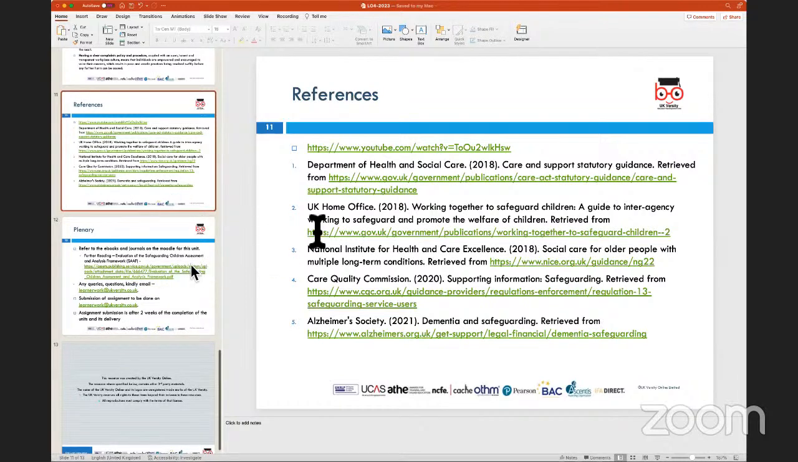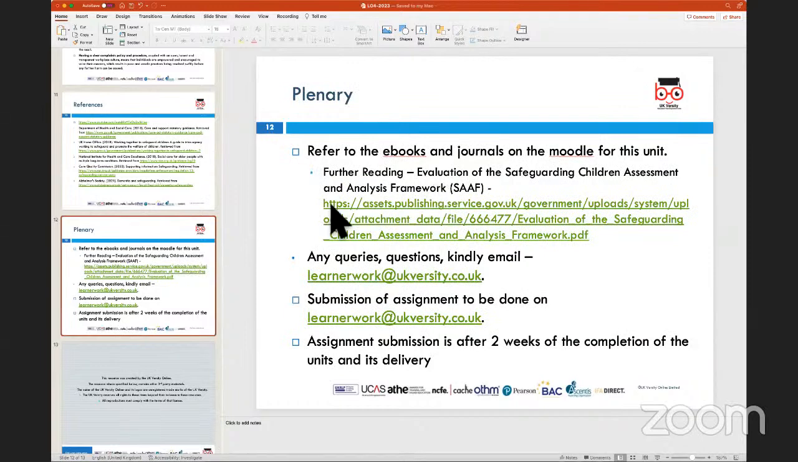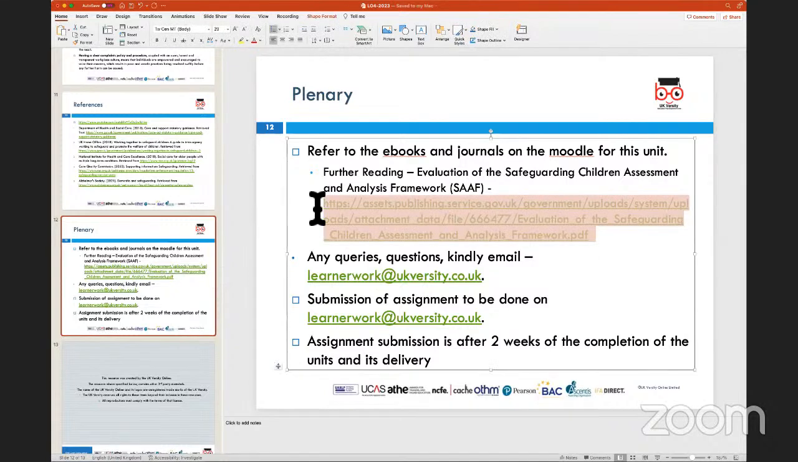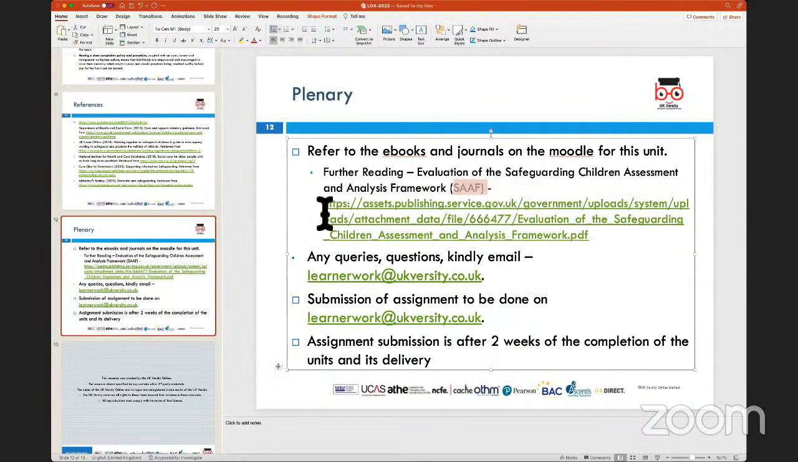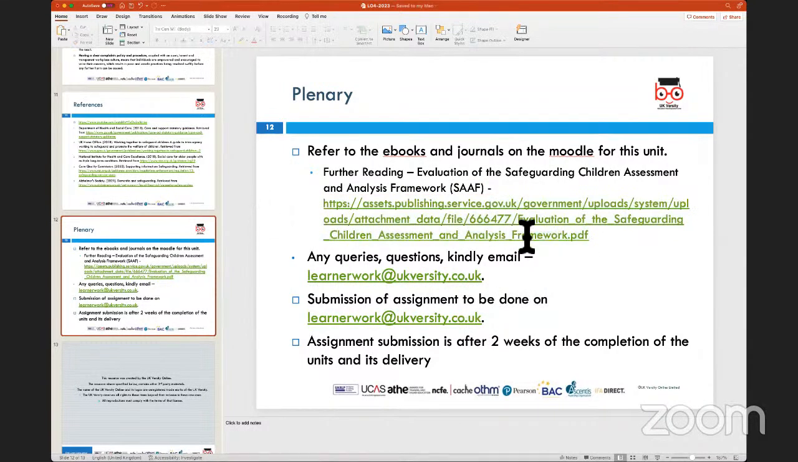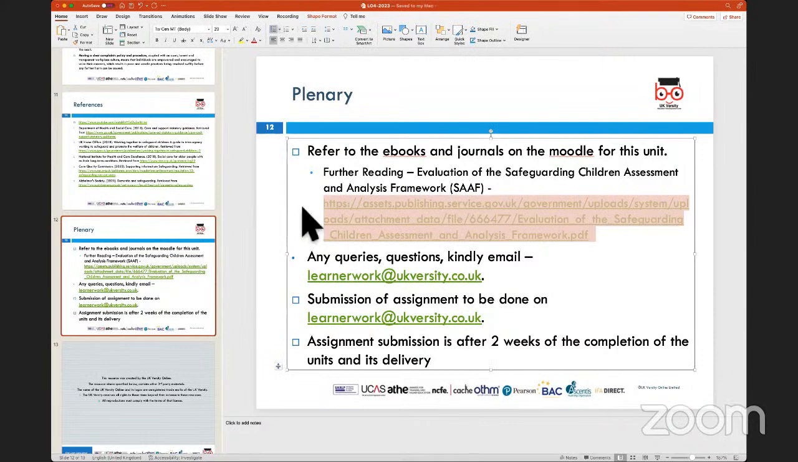Now, if you want to read further to understand how we minimize the possibility of abuse for this particular learning outcome, there is a link which I put in here, which is an evaluation of the safeguarding child assessment and analysis framework, called the SAF, which has been introduced by the government. This document would help you understand how we can minimize the risk of abuse within a particular setup.